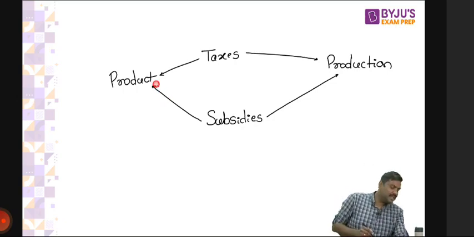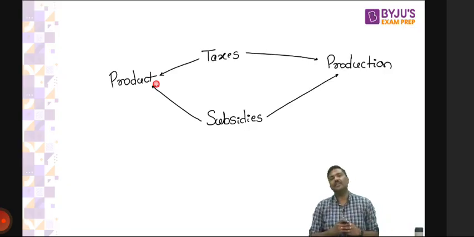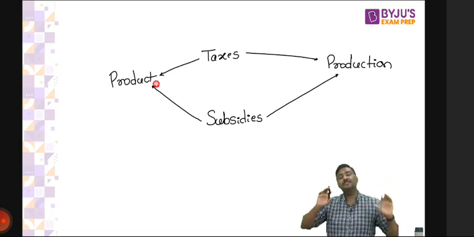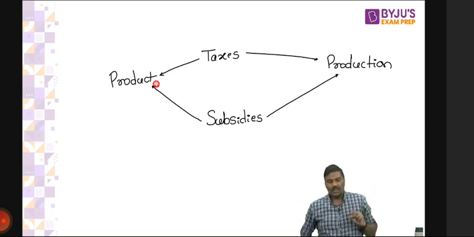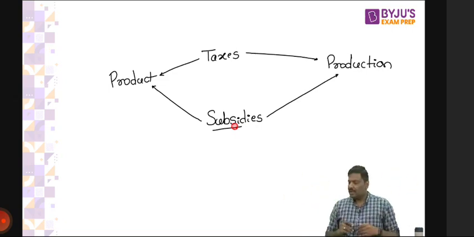Whatever I'm discussing here, it is there in this slide. Right? Don't say, sir, where it is written, etc. It is there in the slide. I'm explaining it. Follow this carefully. We will divide the taxes into two parts. One is production tax. Second one is product tax. We will divide the subsidies again into two types. One is a product subsidy. Second one is a production subsidy. What is the meaning? Let's start.